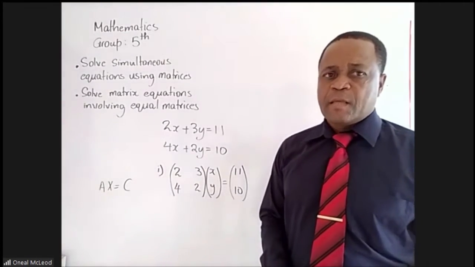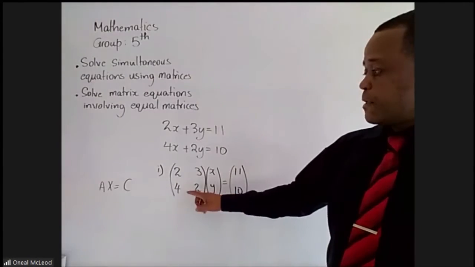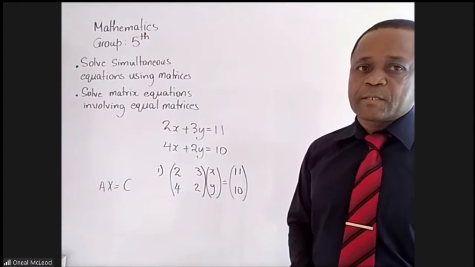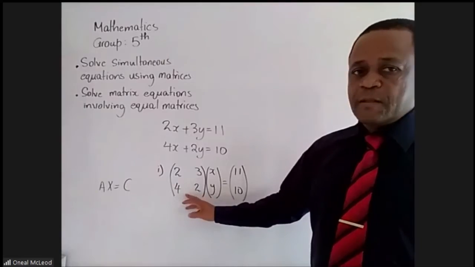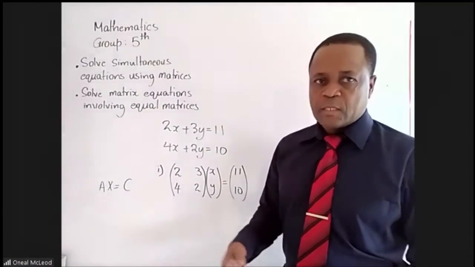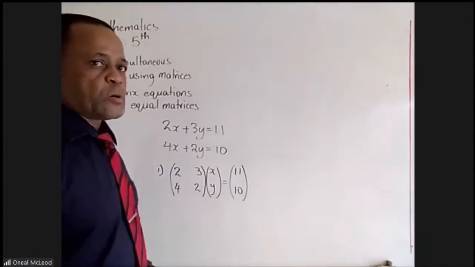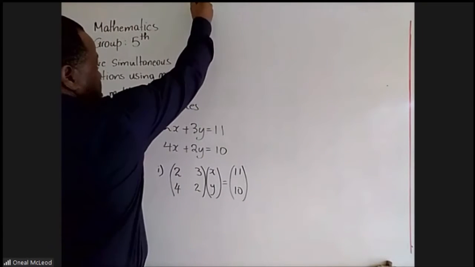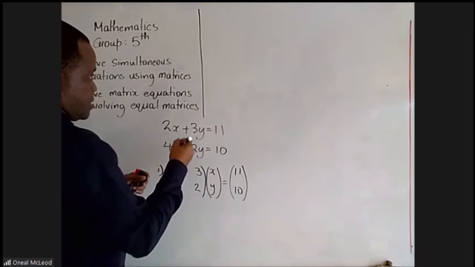Now, what's the next step? The next step is for us to find the inverse of the 2 by 2 matrix. So let's go straight ahead and work out the inverse of that matrix. Okay, so we can take it up here.